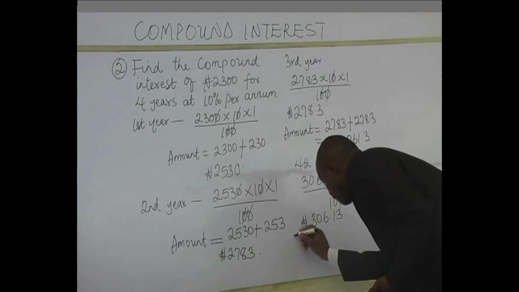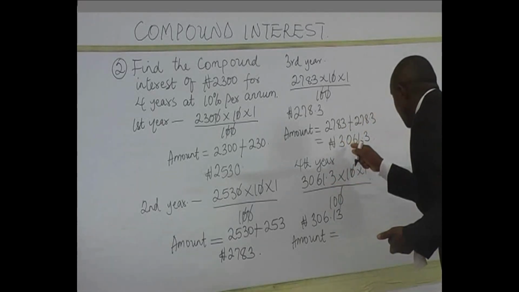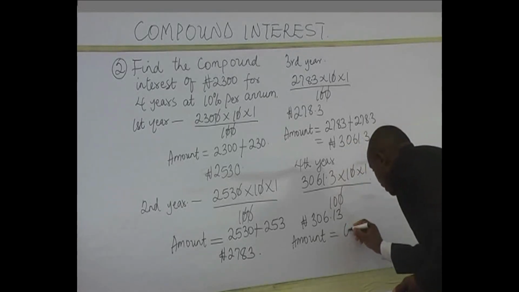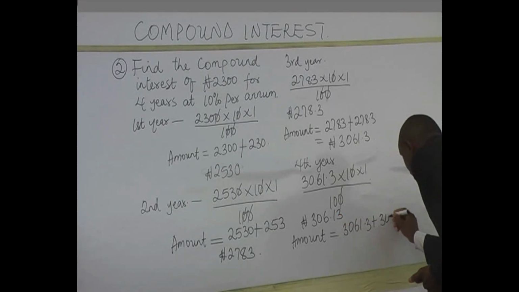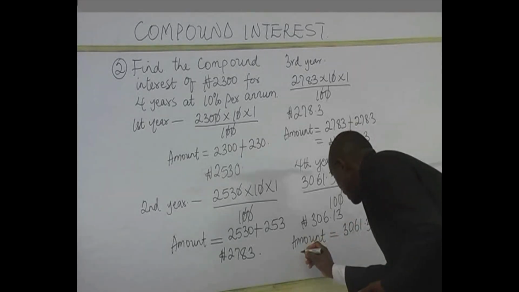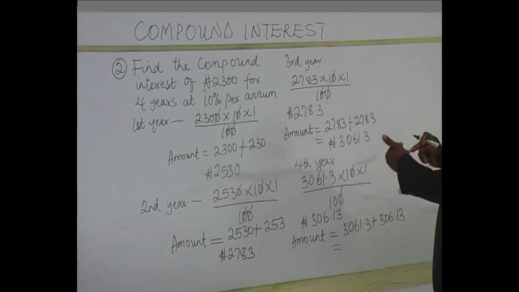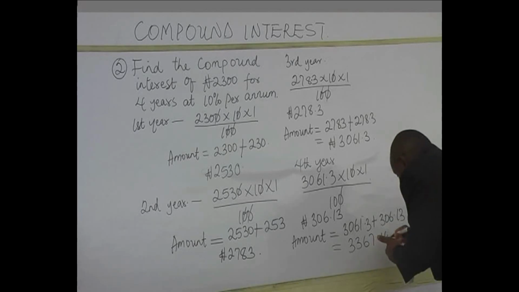Then amount for the fourth year. The amount for the fourth year now will be equal to the principal for the fourth year, which is 3,061.3 plus the interest, 306.13. If you add it, it will give you the amount for the fourth year. 3,061.3 plus 306.13. It's giving us 3,367.43.